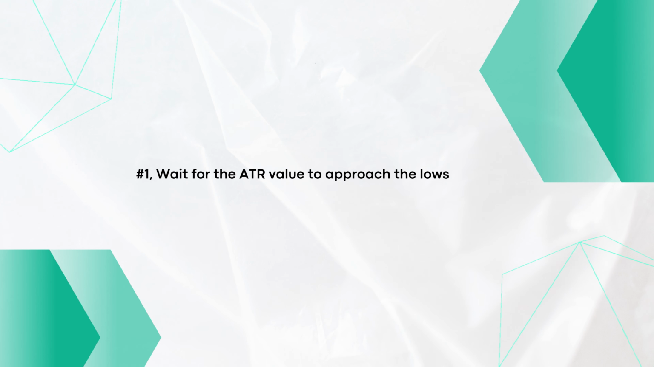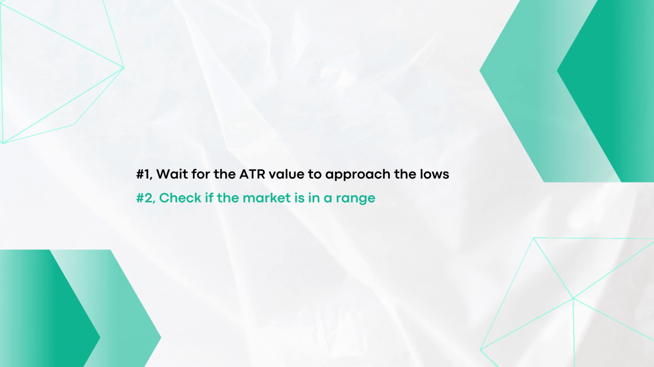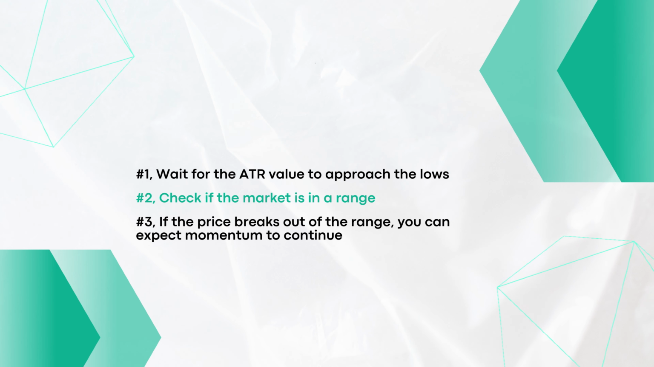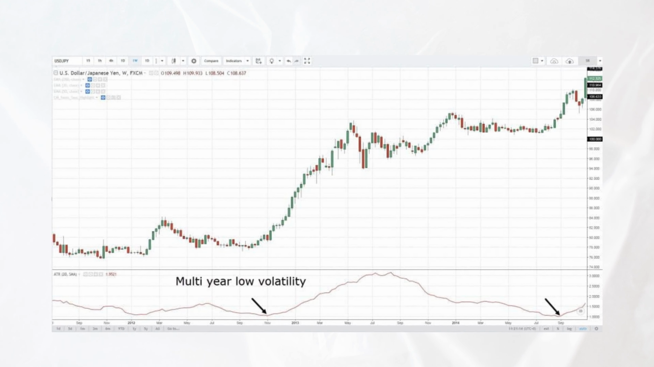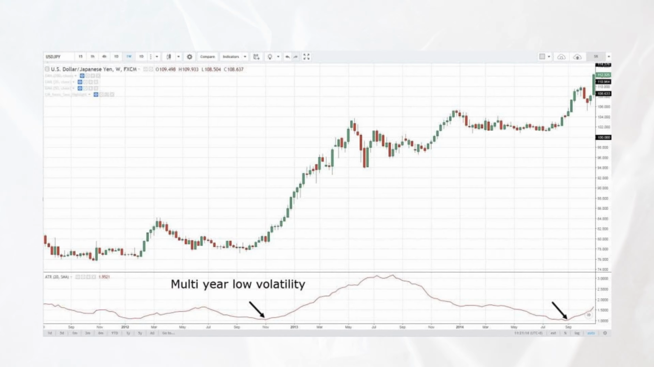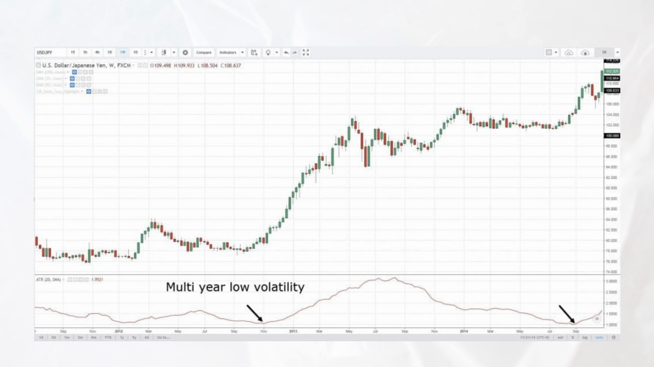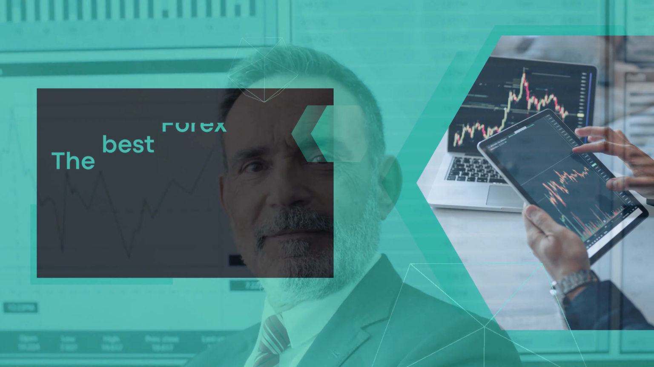Wait for the average true range value to approach the lows. Check if the market is in a range. If the price breaks out of the range, you can expect momentum to continue. An example. And if you want to trade the breakout, you can enter your trade when the price closes beyond the range. You can start to see why this is one of the best indicators for Forex, right?